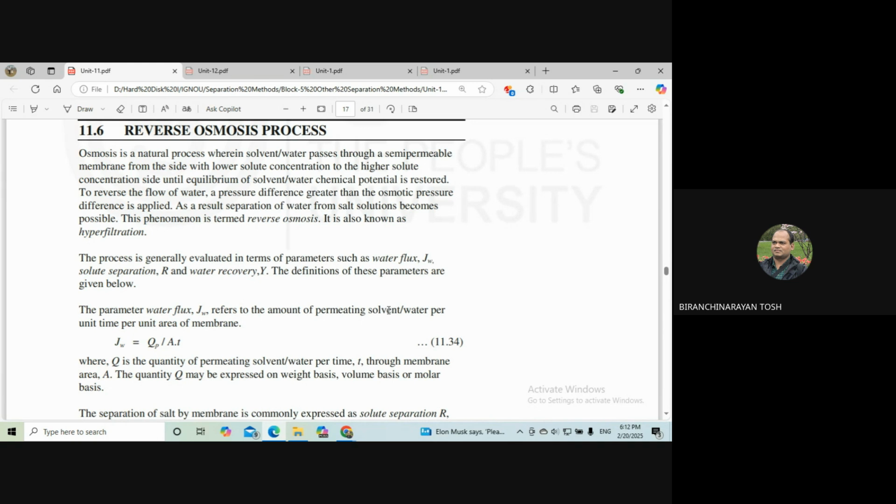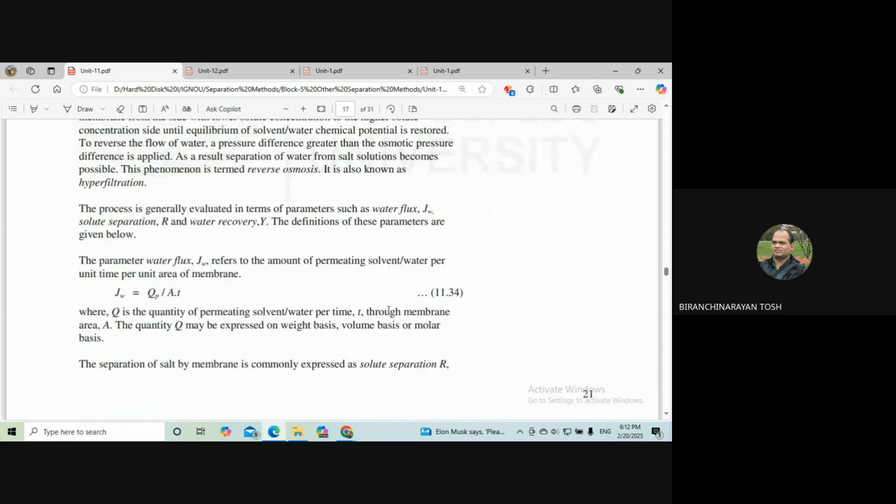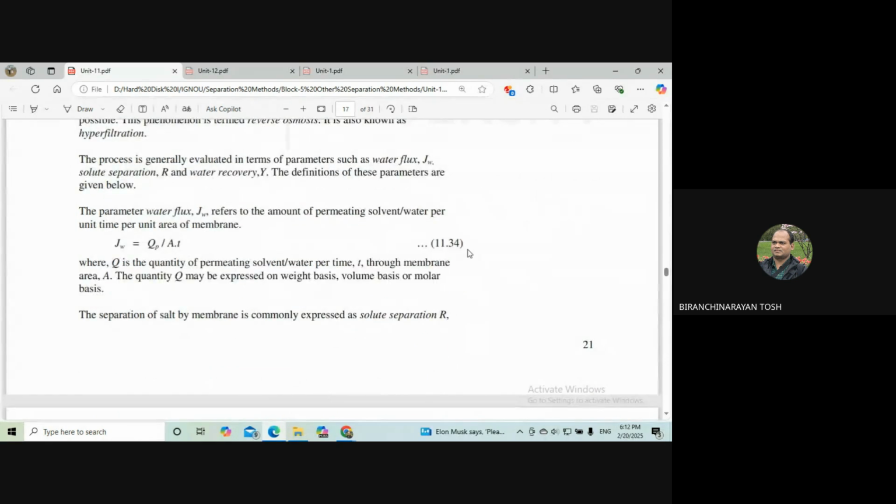The process is generally evaluated in terms of parameters such as water flux (Jw), solute separation (R), and water recovery (Y). The definitions of these parameters are given below. So the parameter water flux (Jw) refers to the amount of permeating solvent or water per unit time per unit area of the membrane. So by definition, Jw equals Qp upon A and T. A is the membrane area, T is the time, and Qp is the quantity of permeating solvent.